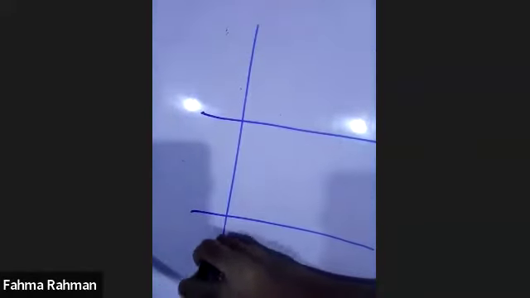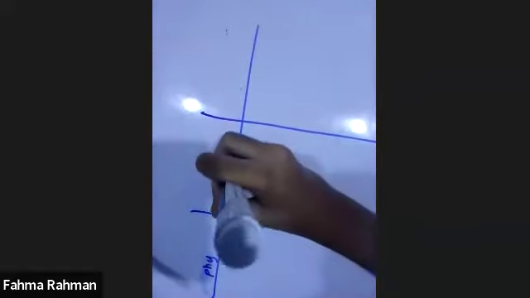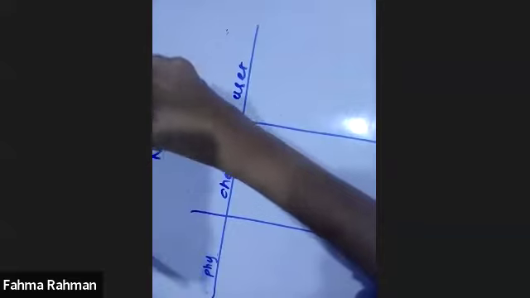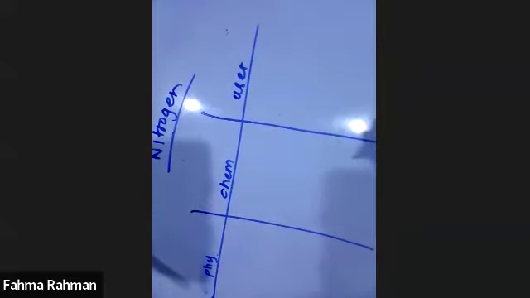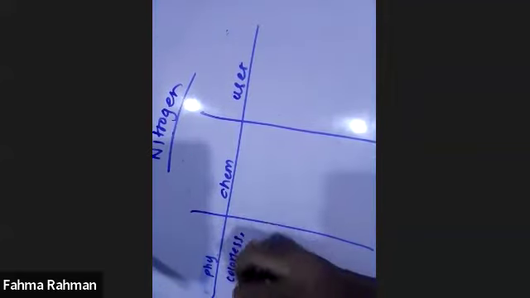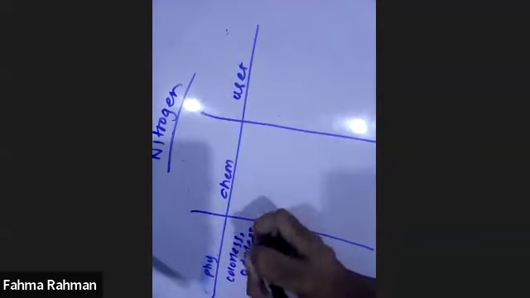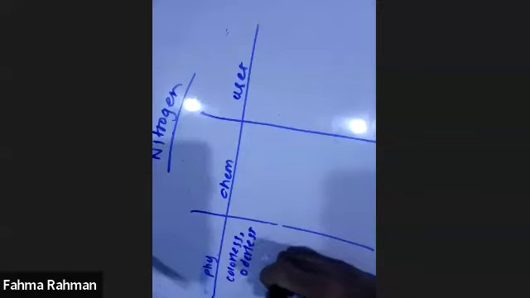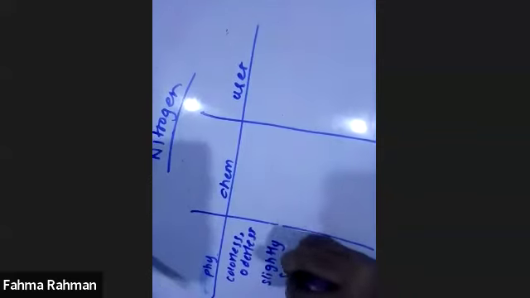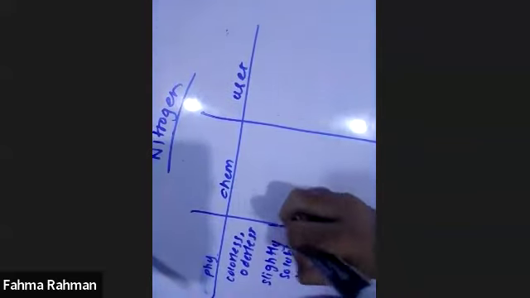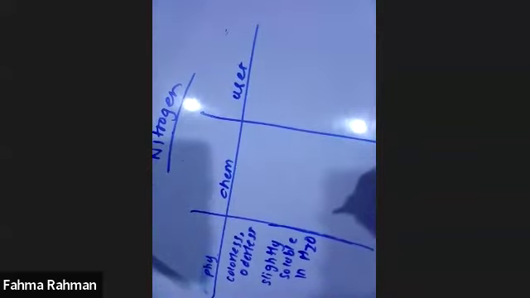So we have the physical properties of nitrogen, chemical properties and uses. This is nitrogen. The physical properties of nitrogen: it is colorless as well as odorless, which means it has no color and no smell, and it is lighter than air and slightly soluble in water. These are the physical properties.